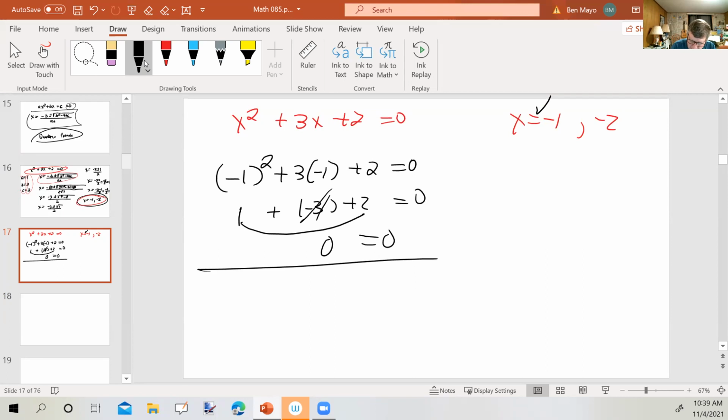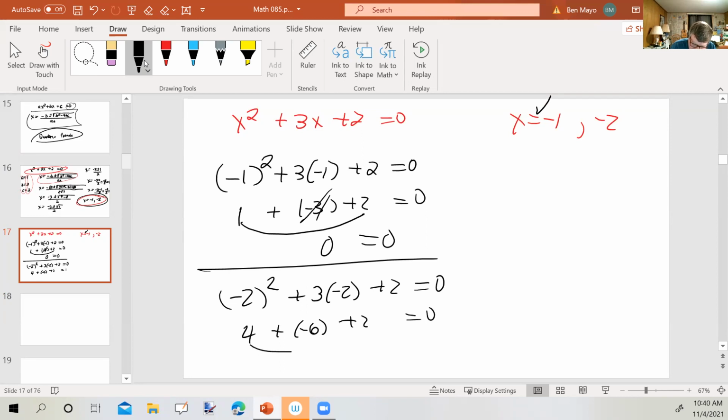Let's take the negative 2 and plug it in. Negative 2, the quantity squared, plus 3 times negative 2 plus 2 equals 0. Negative 2, the quantity squared, or negative 2 times negative 2 is positive 4, plus negative 6 plus 2 is 0. 4 plus 2 is 6, plus negative 6 is 0. 0 equals 0, and the other solution works as well. Any questions about this particular problem?